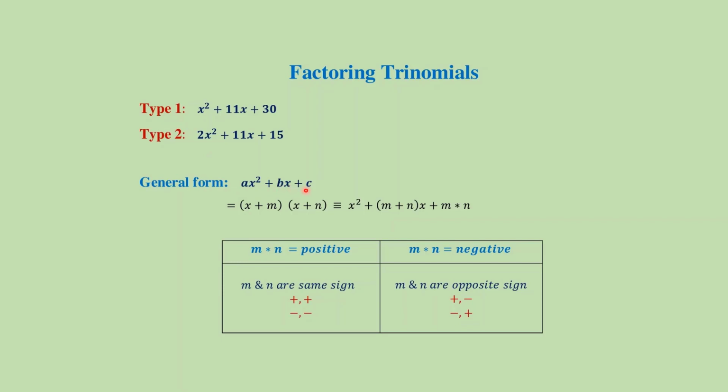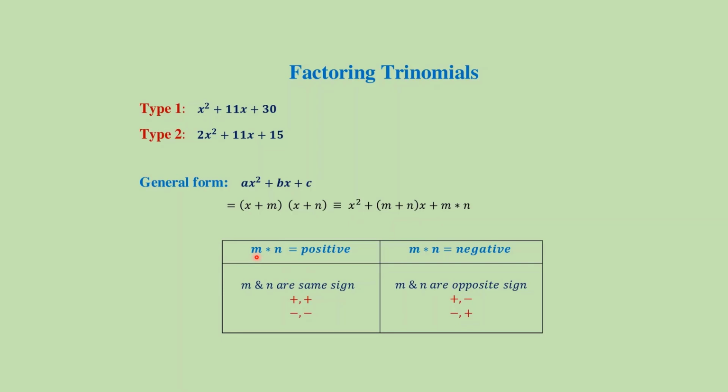If it has two roots m and n, then you can write this equation as x plus m times x plus n. You can also rewrite as x square plus sum of the roots m plus n times x plus product of the roots m times n.